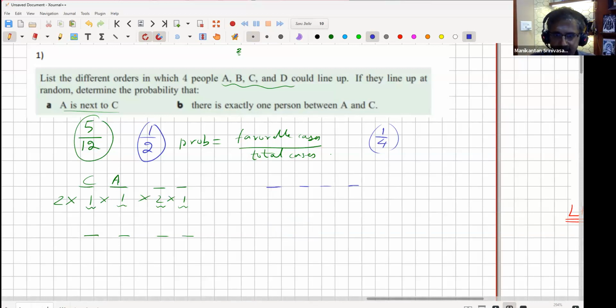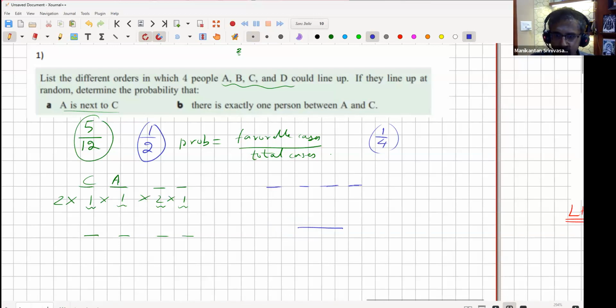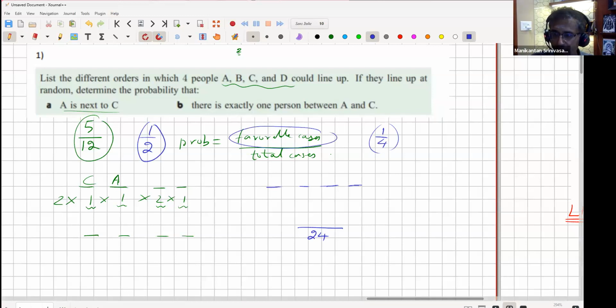Okay. So let's discuss what Navya was just describing, right? So the total number of arrangements is 24. We all agree. Without any restrictions, 24. Now the favorable cases are where A and C are sitting together. Now what she's doing is she's locking up A and C together in a box.